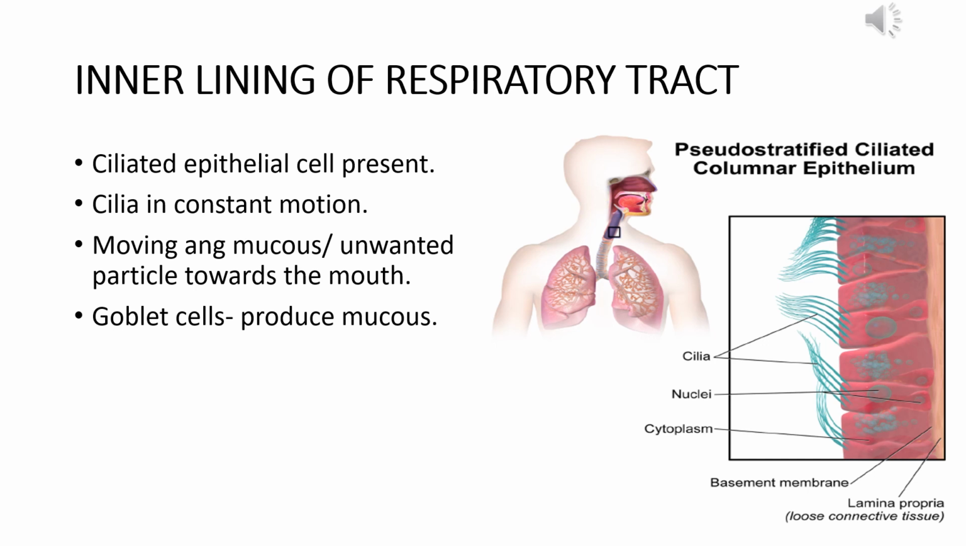The inner lining of the respiratory tract also houses some cells called goblet cells. Those produce the mucus. The mucus captures dust particles and other incoming particles, and together with the help of the beating cilia, it is moved outside towards the mouth or towards the nose.